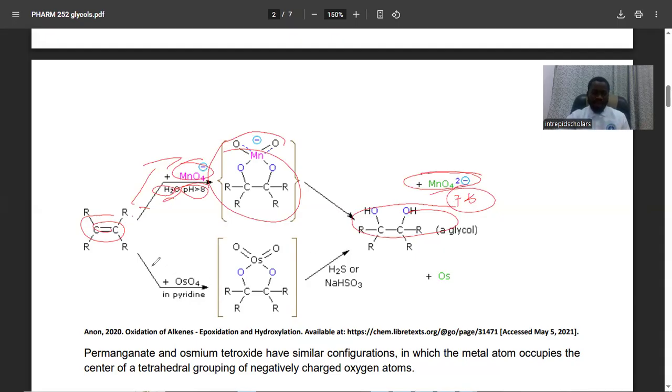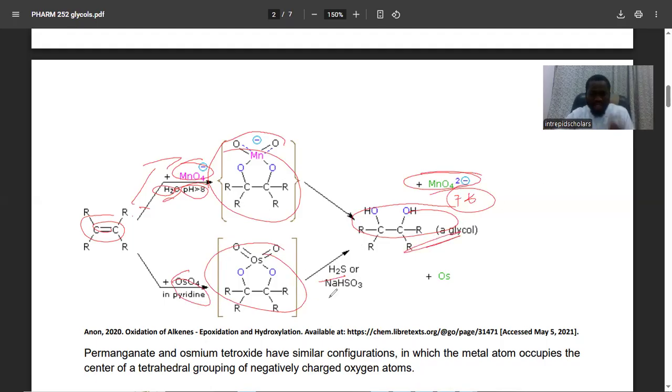Now, if you come down here, if you use osmium tetroxide in pyridine, you get your intermediate, which is also a metallocyclic intermediate, right? But then you can't forget about this. You have to further reduce it. Further reduce the intermediates with either, the common ones, hydrogen sulfide or sodium hydrogen sulfide or sodium bisulfite, right? Then you get your glycol.